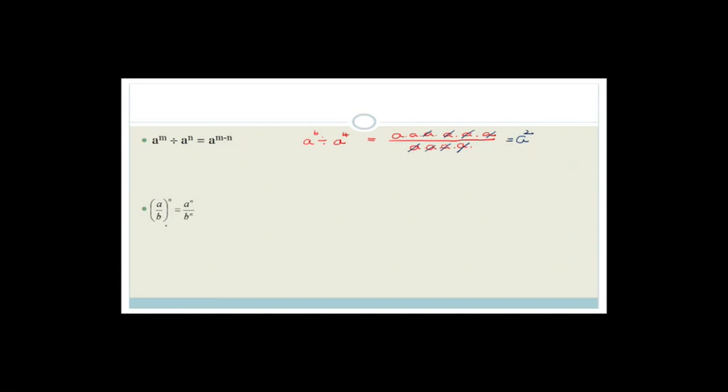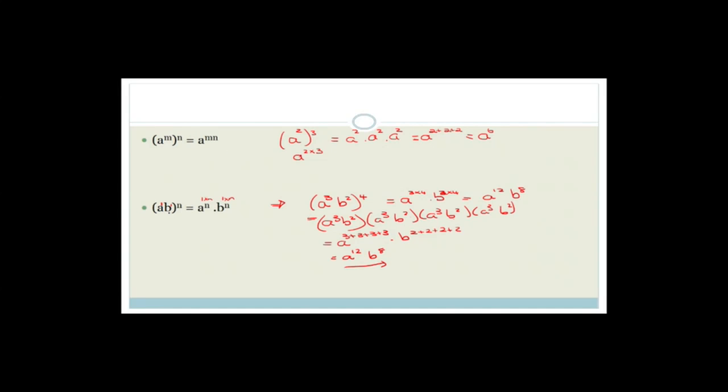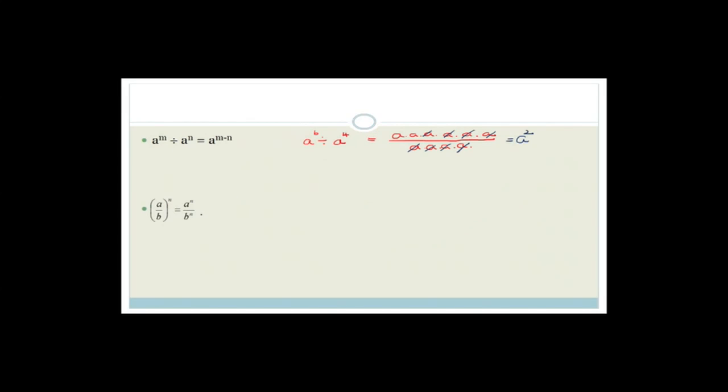Okay, now this rule here is identical to the previous rule where we said that ab to the n is equal to a to the n b to the n. It really doesn't matter what you're doing in the bracket. You're applying this n to everything inside it. So if I've got a squared over b cubed all to the power of 2, that is exactly the same as saying a squared over b squared times by a squared over b squared, right?